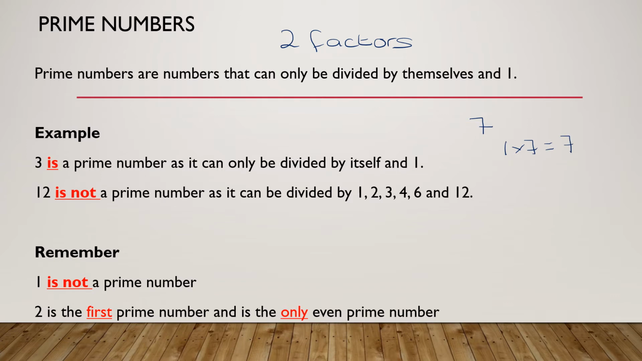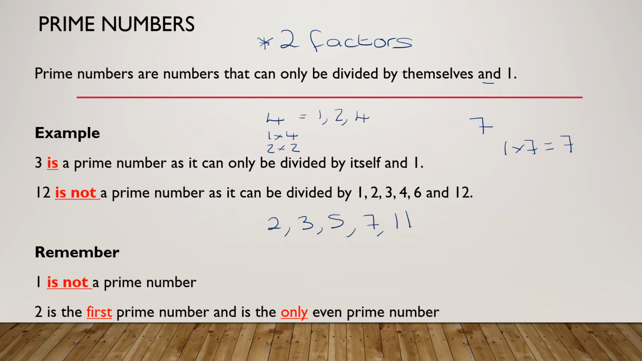Two is the first prime number and is the only even prime number. 1 is not a prime number because remember, a prime number has two factors, itself and 1. So 2, 3, 5, 7 and 11 are the first 5 prime numbers. As you can see, 2 is the only even prime number because all other even numbers will divide by 2. So 4, for example, can be 1 times 4 or 2 times 2. So 4 has 3 factors, 1, 2 and 4.